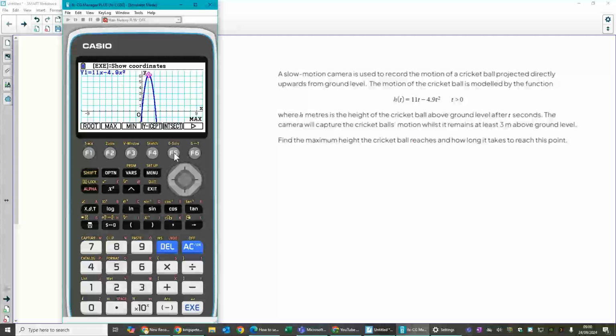Click gsolve again. And if we wanted to, if there was a minimum, we could find a minimum. If we wanted the y-intercept, we could find the y-intercept.